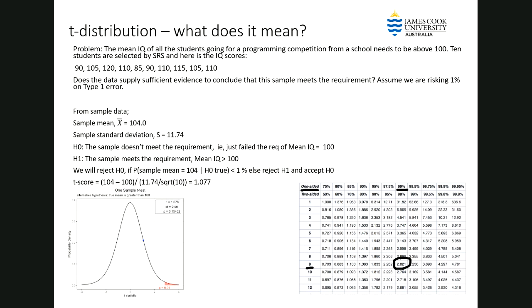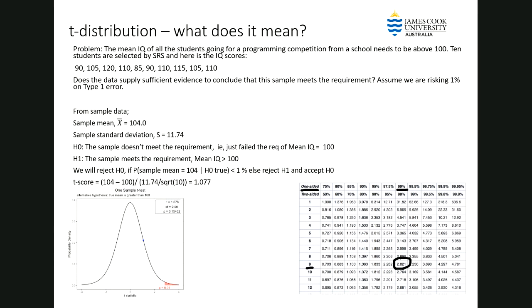So from the given sample we can conclude that it doesn't meet the requirement of this alternative hypothesis. So we cannot accept the alternative hypothesis. We just accept the null hypothesis in this case, because the sample doesn't meet the requirement. This is the conclusion we can make from that.